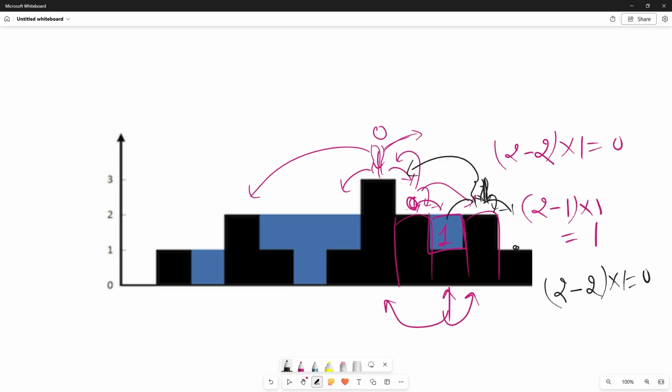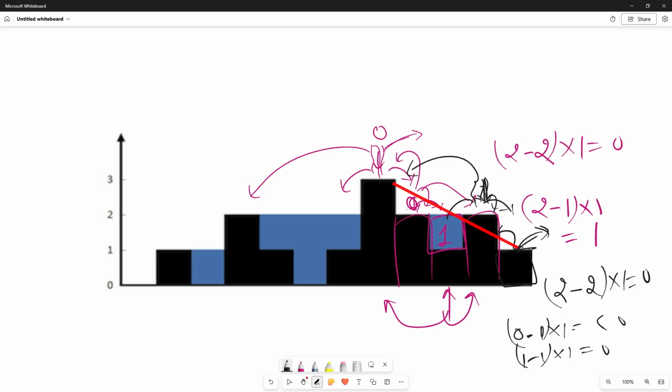Now at this position, the maximum height bar toward the left is this, and toward the right is itself, or none we can consider. If we consider none, there is no bar toward the right, then the minimum will be 0 minus the height of the bar we are standing at, that is 1, multiplied by 1, it will be negative. Or if we say that this bar itself is the maximum height bar toward the right, then it will be 1 minus 1 multiplied by 1, which is 0.